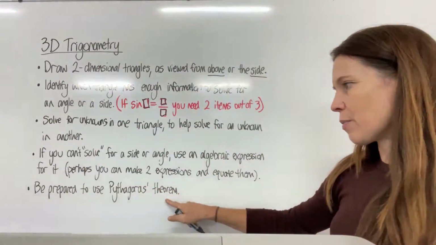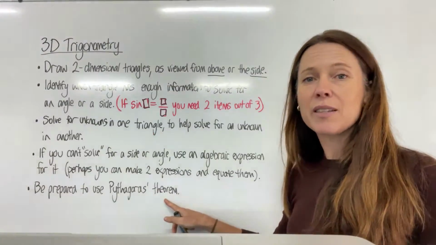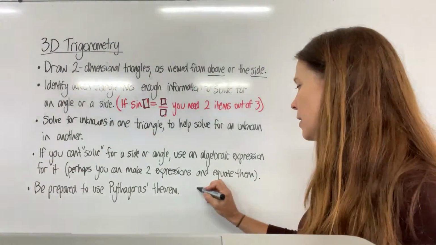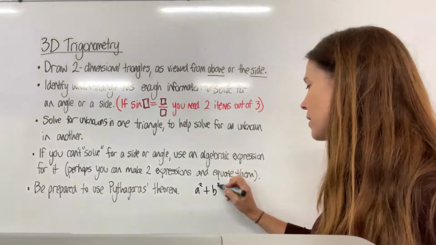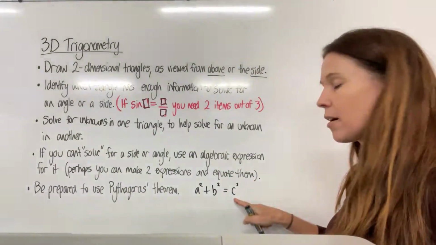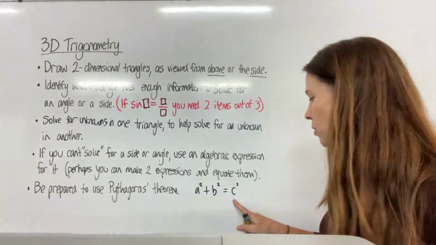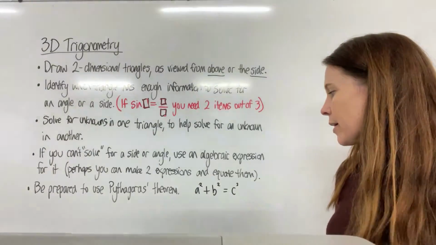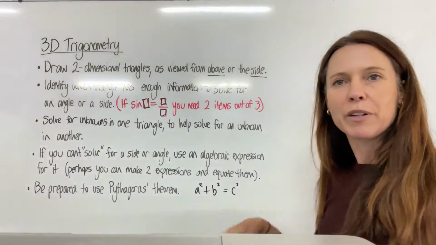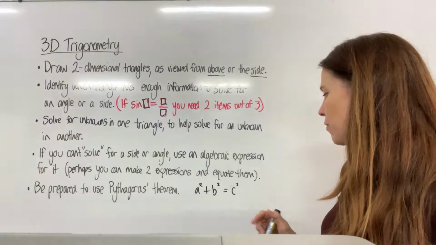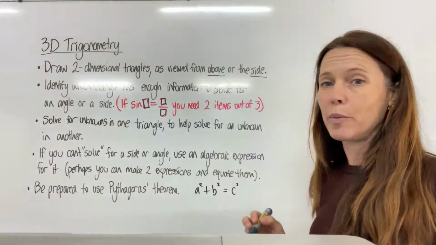My last tip is be prepared to use Pythagoras' theorem, because that's super handy. We always know that a squared plus b squared is equal to c squared, where c is the hypotenuse, or the long side of the triangle, the one that's opposite the right angle. So be prepared to throw your expressions into that, and that should give you a way out when you've got a really tricky problem to solve.